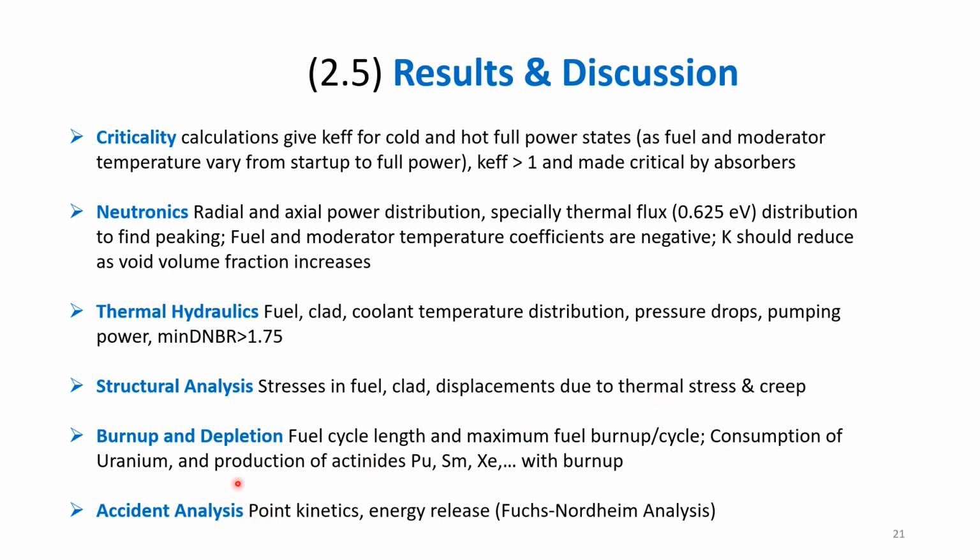In burnup and depletion, because the nuclide density is changing, the fuel cycle length depends on it. So you need to estimate what is the maximum fuel burnup and what is the consumption of uranium and the production of actinides such as plutonium. And very important in thermal reactors are poison, samarium, xenon, etc. In accident analysis, you need to ensure that during your transients, you can use a point kinetics Nordheim-Fuchs model to estimate the energy released in a burst and to see whether that is within the safety.